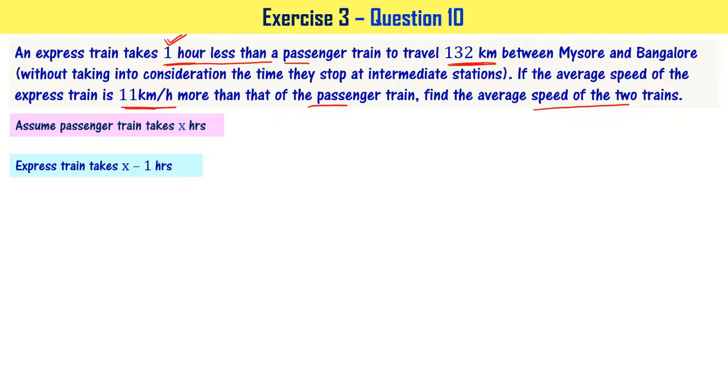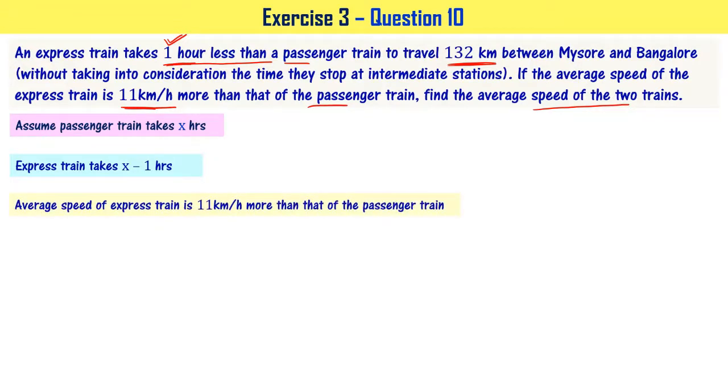The second statement is talking about the average speed of express train is 11 kilometers per hour more than the passenger train. It means what is the speed of the passenger train we have to know. What is the speed of express train we have to know. The difference between them is given here, right? Express train is running 11 kilometers per hour faster than the passenger train.